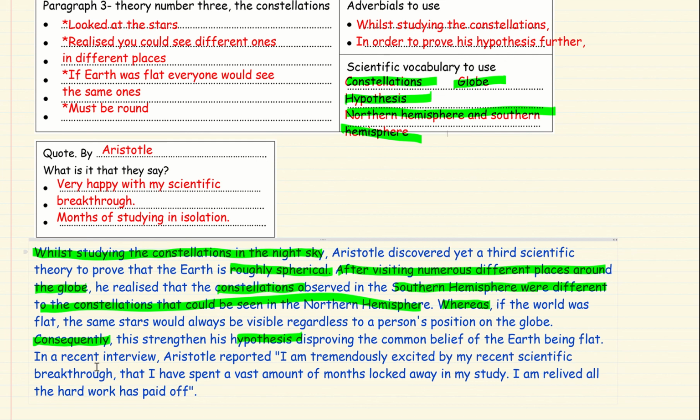Okay, and then this is where I've got my quote in. In a recent interview, so again, a different sentence starter, I've used an adverbial and I've still got my comma because it's the fronted adverbial. Aristotle reported, I'm missing my comma because it's speech, but I have used my inverted commas. I am tremendously excited. I thought I would make happy, because I had happy in my plan up here, I thought I'd make that a bit better, by my recent scientific breakthrough that I have spent a vast amount of months locked away in my study.